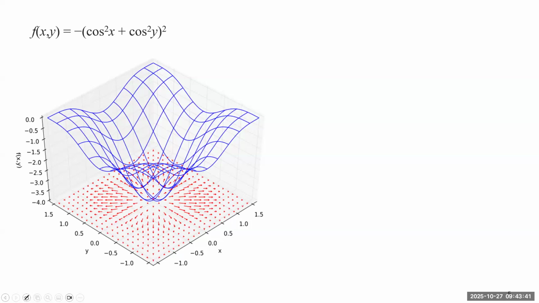From the geometry, if x and y are both 0, what is the function value? Cosine 0 will be 1, so minus 2 squared, right? It's -4. So the minimal value will be here. That's the bottom of this valley at the origin. Any other point will be higher than this one. But that may not be the only local minimum point of this function if you draw the surface in a bigger area. But let's narrow down this area.